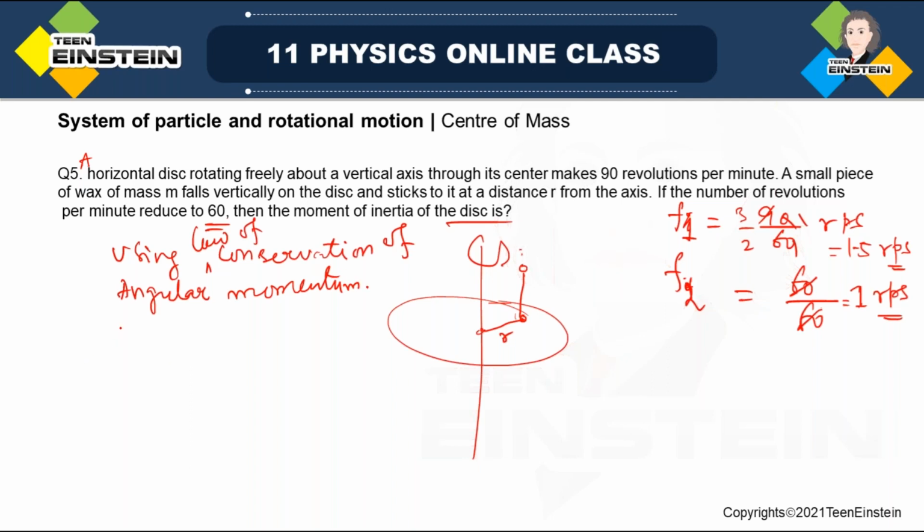Momentum. We know the angular momentum L is equal to I omega. I is the moment of inertia and omega is the angular frequency. So we can write 2 pi f into I. So L is equal to 2 pi f into I, isn't it? So angular momentum is conserved even though this particular mass has dropped.